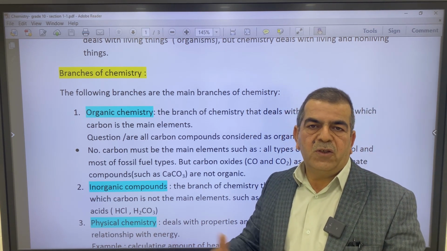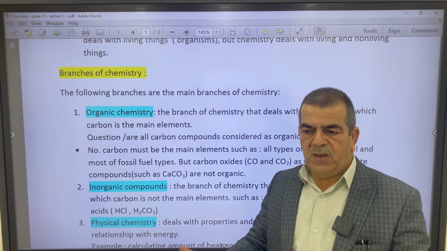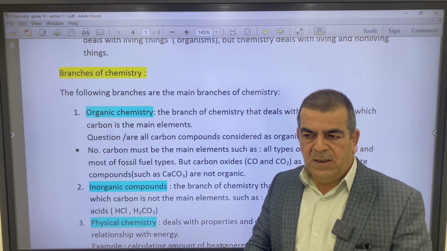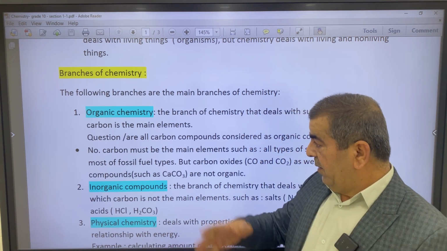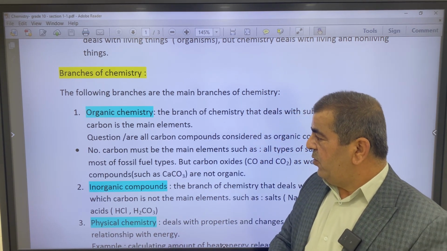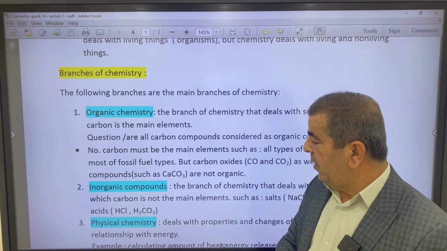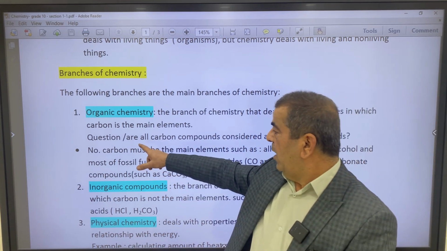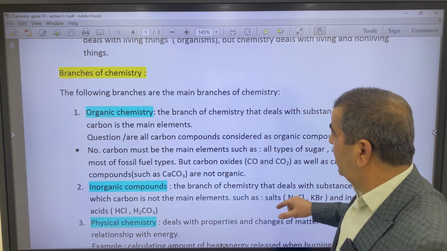Of course, in addition to most of the fuel types, such as fossil fuel, gasoline of cars, natural gas, and so on. So in all the examples we just mentioned, carbon is the main element. But we have a question. Are all carbon compounds considered as organic?